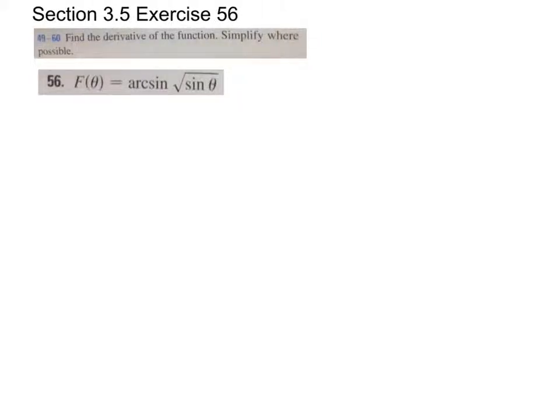This is BYU Math 112. In this video we will discuss textbook section 3.5, exercise number 56. Our directions read, find the derivative of the function, simplify where possible.